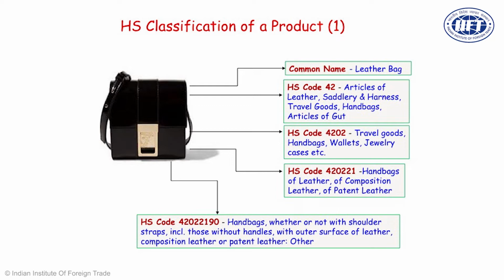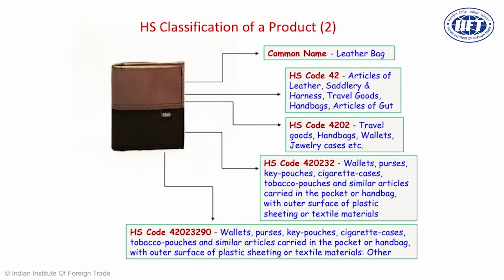Among all the HS 4-digit codes within HS 42, that is leather. After that, we find handbag of leather in 420221, and within that, finally the tariff line would come. If you are trying to export a money bag or wallet, it would come under a different HS 6-digit category. So this is just the way you can essentially present your product. Looking at the wallet example, the HS code is different as compared to the earlier product that we observed.